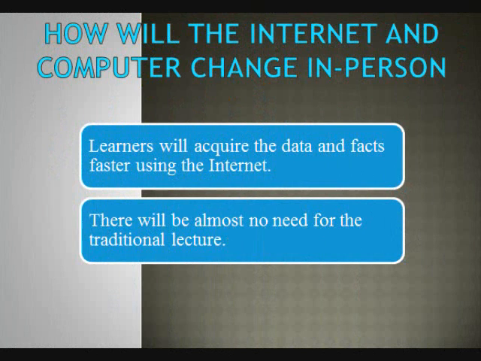How will the internet and computer change in-person learning? Learners will acquire the data and facts faster using the internet. Because the internet can deliver information more quickly at a lower cost whenever a learner wants, and with more interaction in dialogue, the internet will replace the traditional in-person classroom delivery system as the dominant mode of delivery for education.